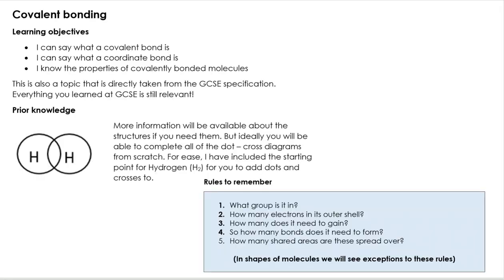So we need to know what a covalent bond is. We also need to know what a coordinate bond is, which is a new introduction for A-level chemistry. And we're going to look at the properties of covalently bonded molecules.